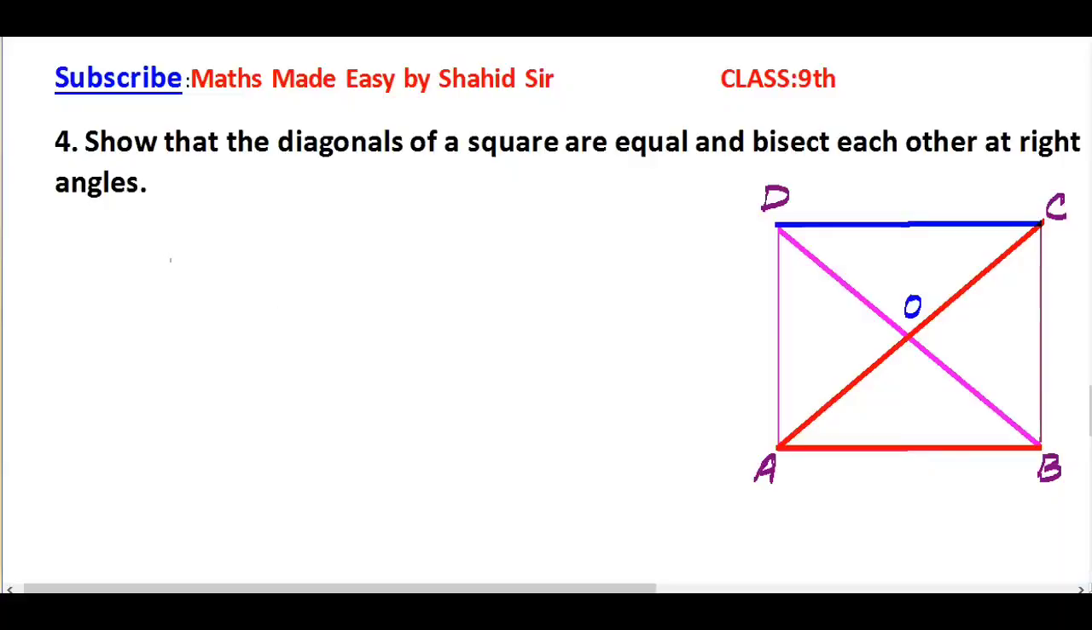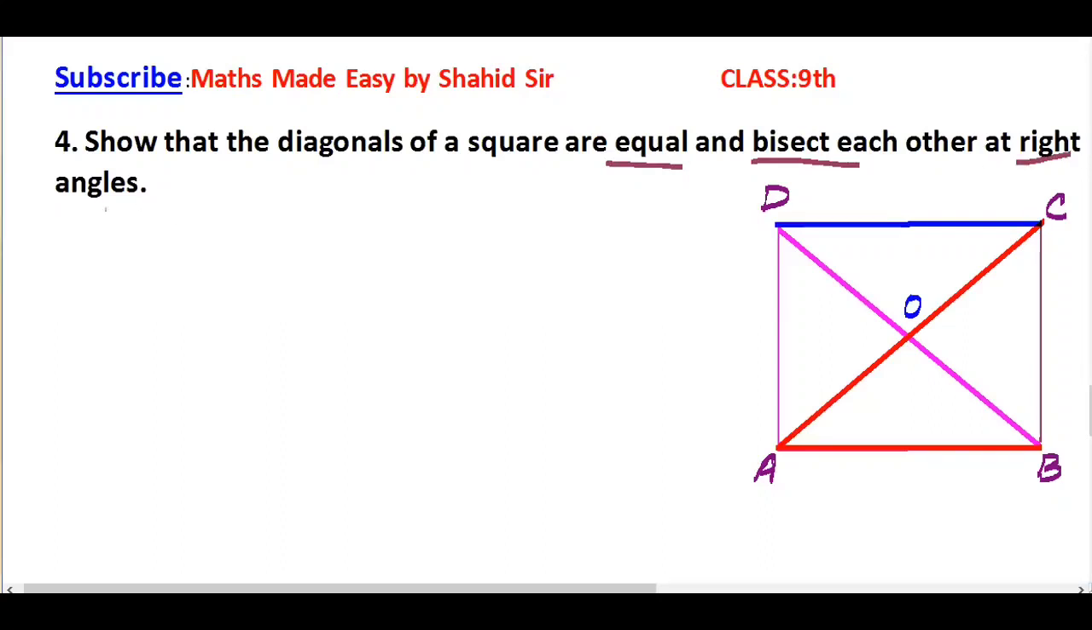The question is, show that the diagonals of a square are equal and bisect each other at right angles. We have a square ABCD in which diagonals intersect each other at O. Now, actually there are three parts in this question. Firstly, we have to show that its diagonals are equal. In the second part, we have to show that its diagonals bisect each other, and in the third part we have to show that its diagonals bisect each other at right angles.